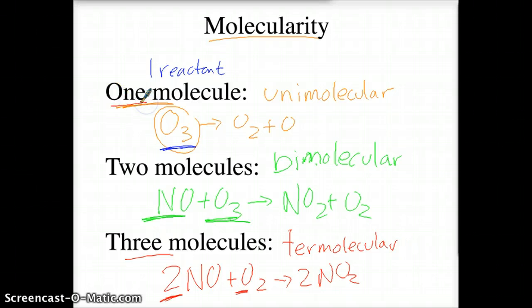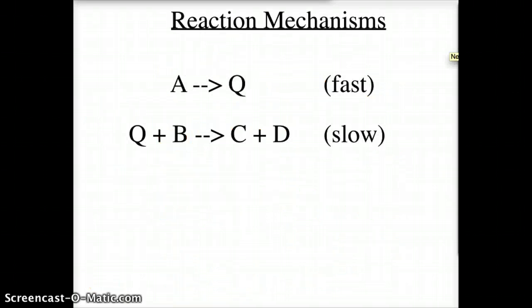One-molecule reactions, unimolecular, are most likely to happen, because you just need one molecule to collide and break down and have enough energy. With two molecules, you need two molecules to face each other in the right orientation. That's a little tougher. And for a termolecular reaction, you need three molecules to all orient and face each other in the right way and have enough energy. So termolecular reactions are the least likely, and unimolecular reactions are the most likely to occur. However, most of these reactions don't occur in one step. A lot of them occur in multiple steps.